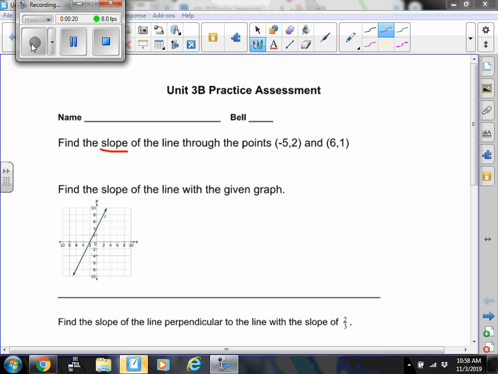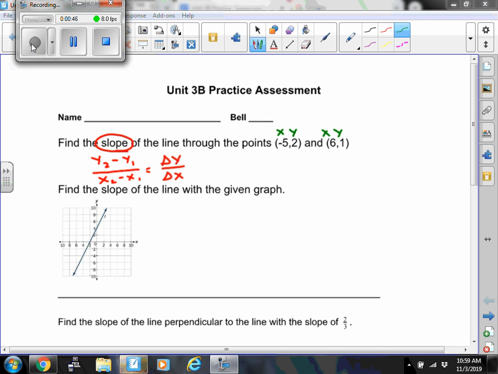The key word here is find the slope, and it's not any particular slope. It's not parallel or perpendicular, and this is something you've seen before. What you're thinking of right away is y2 minus y1 over x2 minus x1. It's a little bit easier just to remember delta y over delta x, change in y over change in x. Okay, so we identify x, y, x, y.